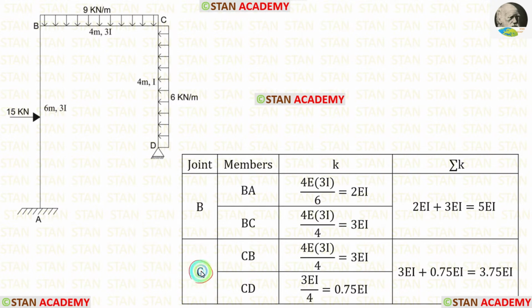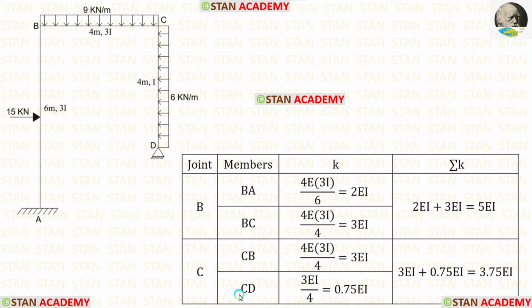In the joint C, first let us find the stiffness for CB. For that, from the joint C, we have to look at the point B. The point B is continuous. If the far end is continuous, the formula for the stiffness is 4EI upon L, length of CB is 4, and the moment of inertia for CB is 3I. Let us apply them. Finally, we get 3EI.